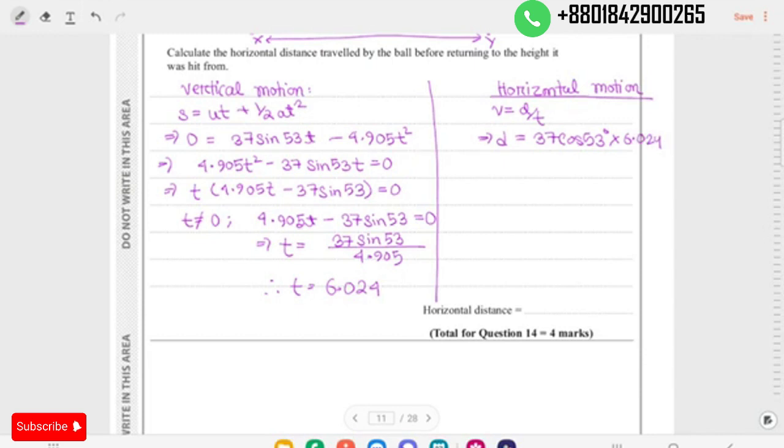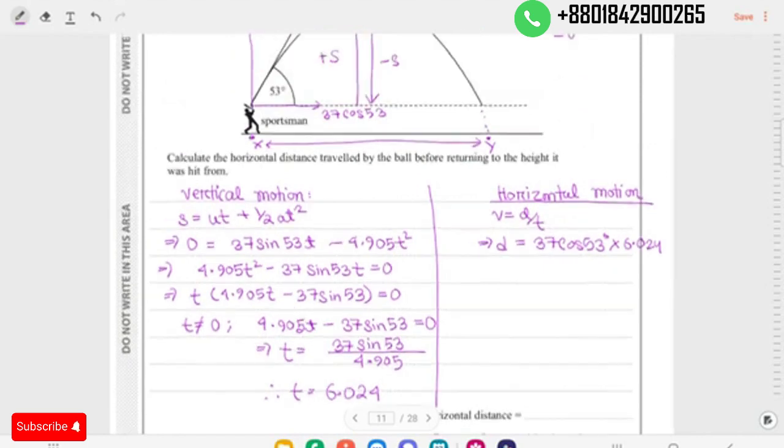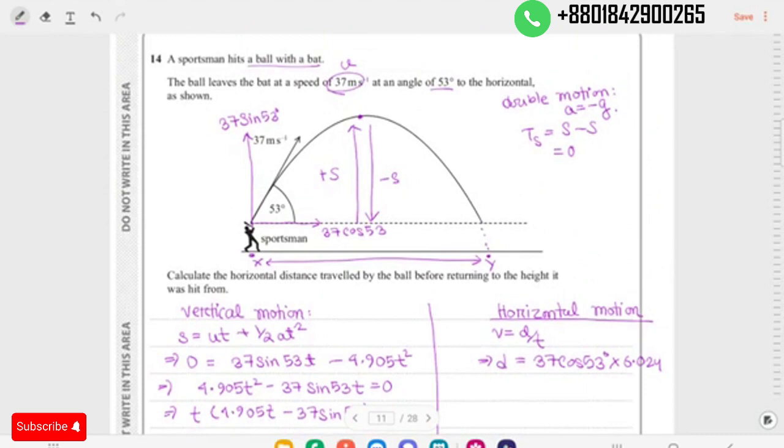So you get 134.145 meter. But for your question, if you focus on all the data that was provided, 37 and 53, they were in two significant figures, right? So that's why your answer should be in two significant figures, because always remember, answers cannot be more accurate than the data that was provided in the question. By accuracy, the higher the significant figures you're using, the higher the accuracy.